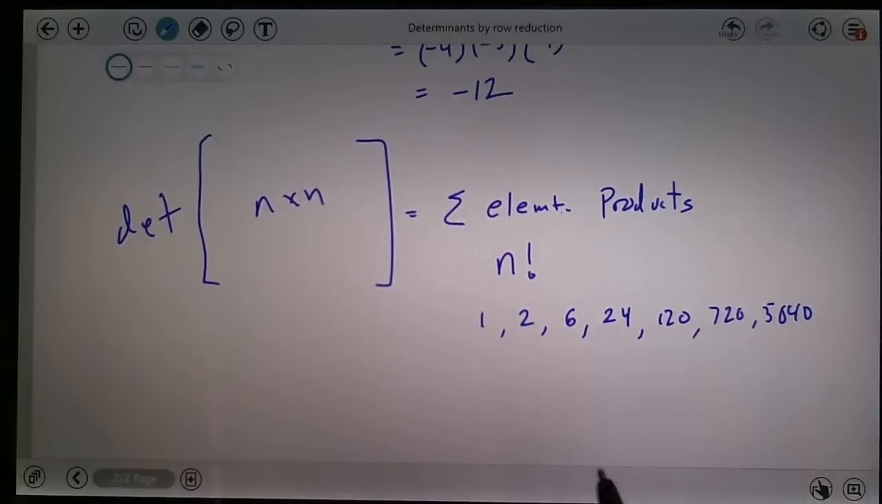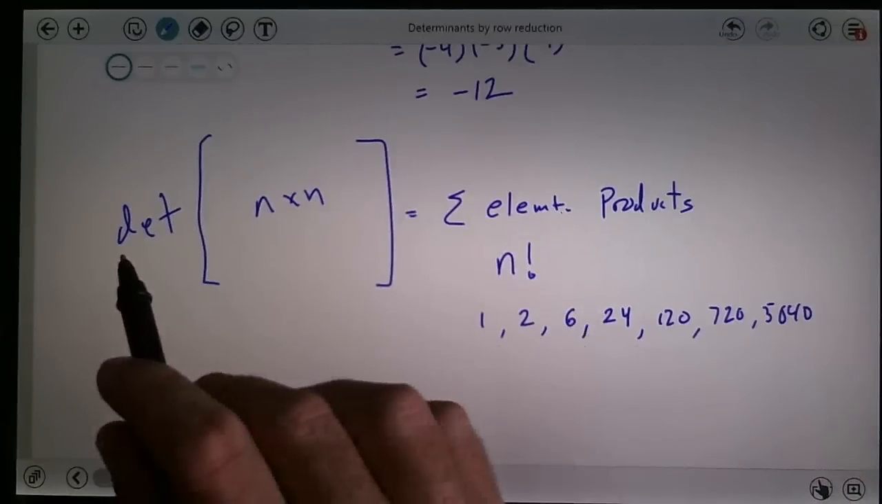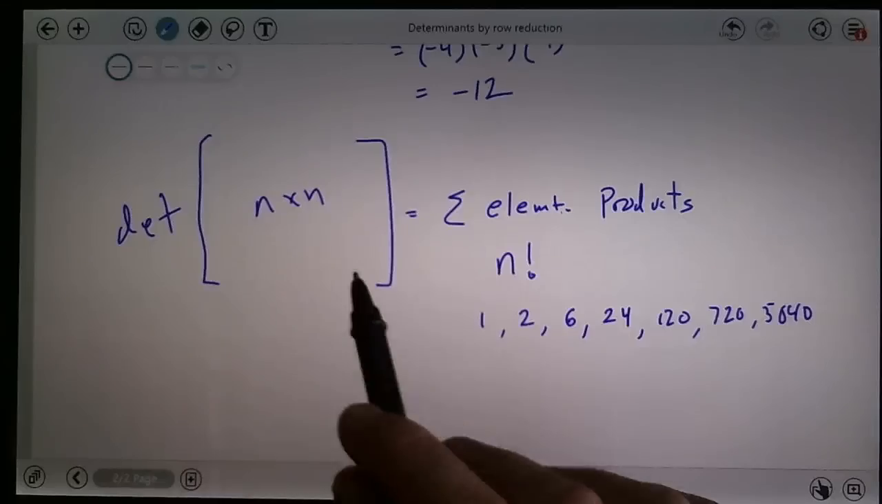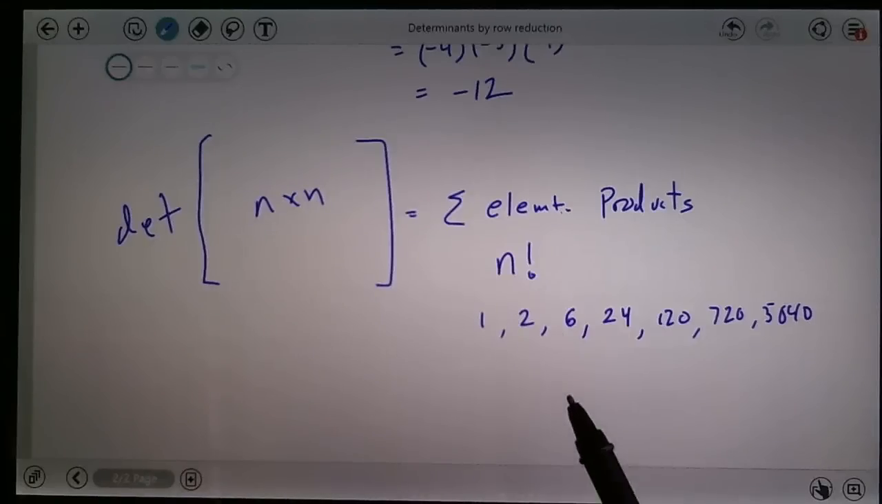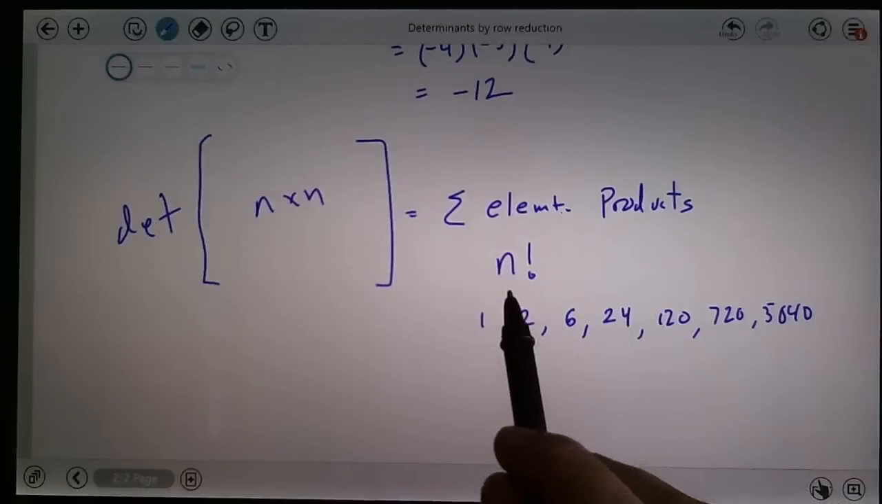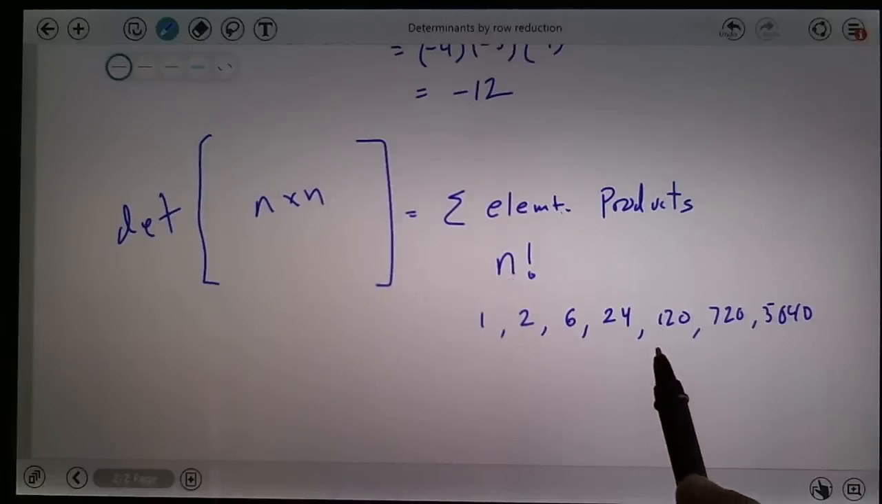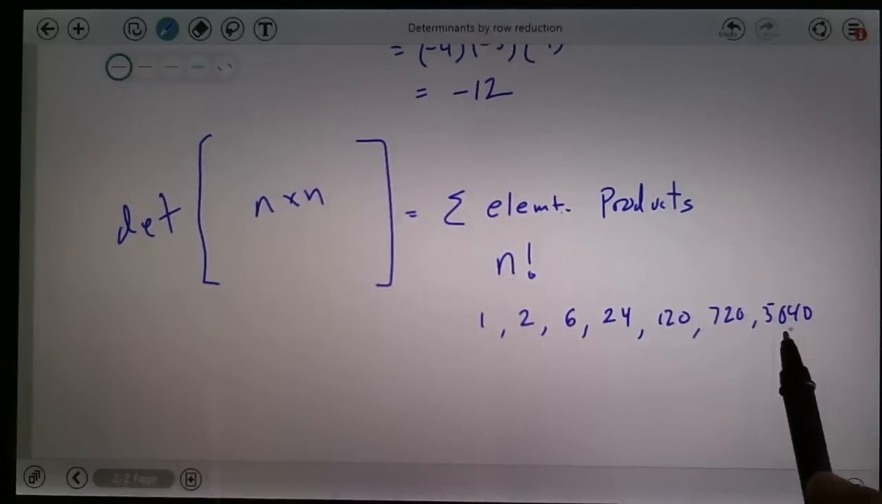And so essentially, if you're thinking about a computer algorithm that calculates determinant, the number of steps you're going to have to take doing it this way, doing the cofactor expansion, is somehow related to n factorial. This gets very big very fast.